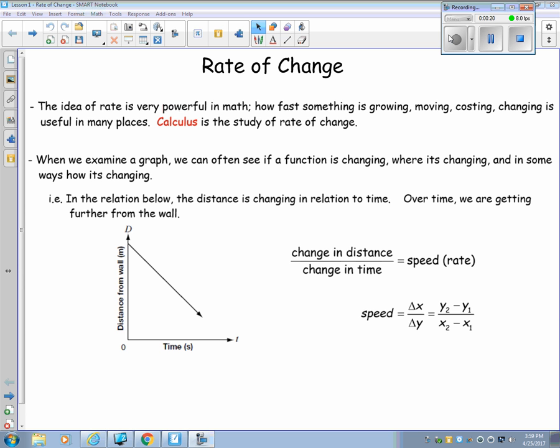Okay. When you have a graph, that's the easiest way of examining how something is changing. Is the graph going up? Is it going down? How fast is it going up? How fast is it going down? Is that rate changing over time or is it constant?